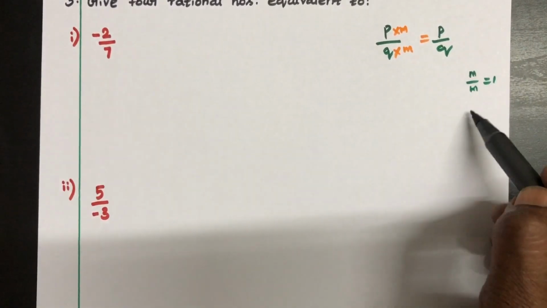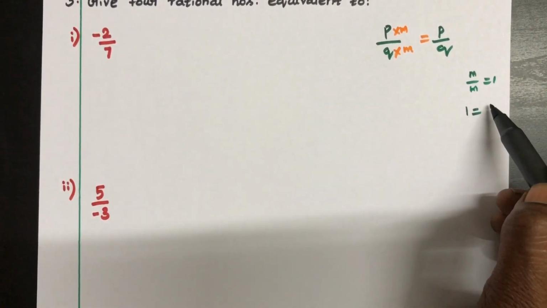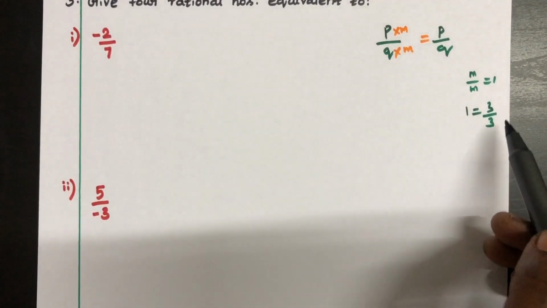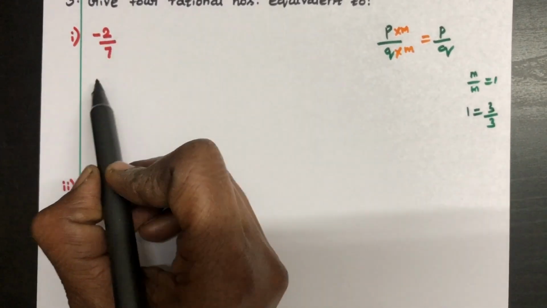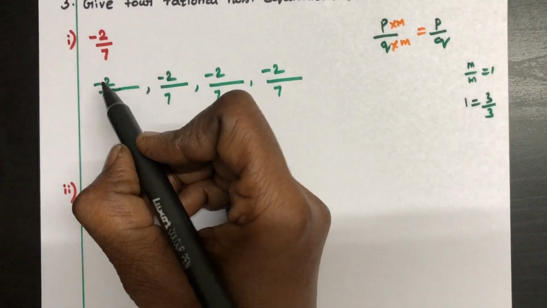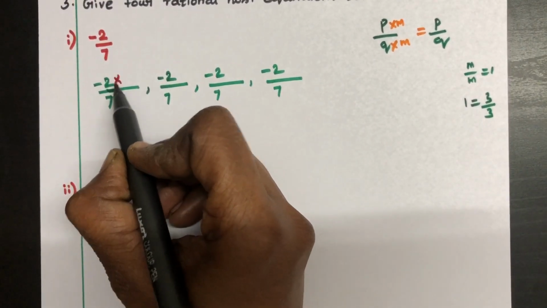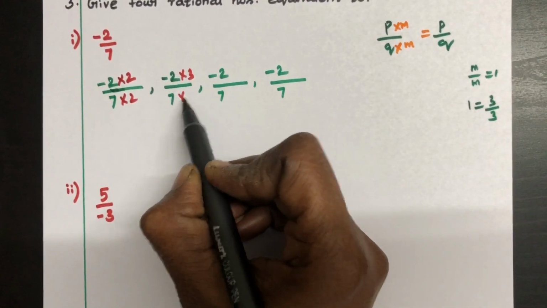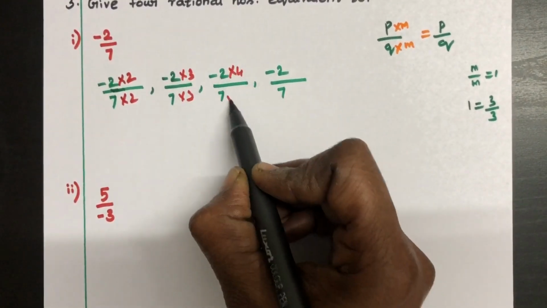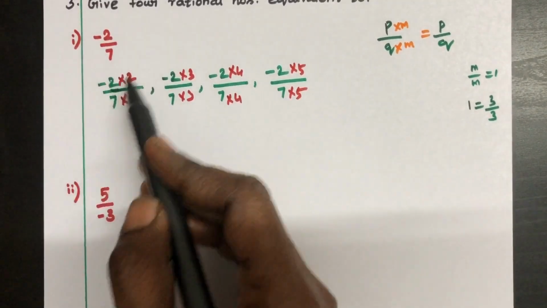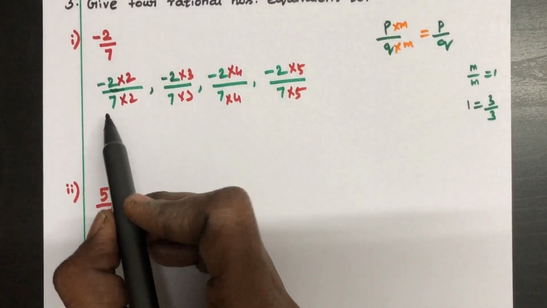Instead of 1, you can divide using 3 by 3, whatever number. It will give you the same thing only. See here, for this minus 2 by 7, just multiply the same number in the numerator and denominator. We can use 2 by 2, 3 by 3, 4 by 4, 5 by 5. So these are all equivalent to this minus 2 by 7 only.